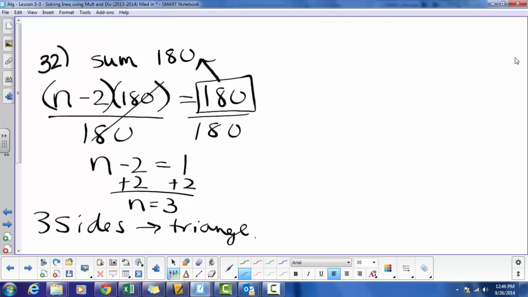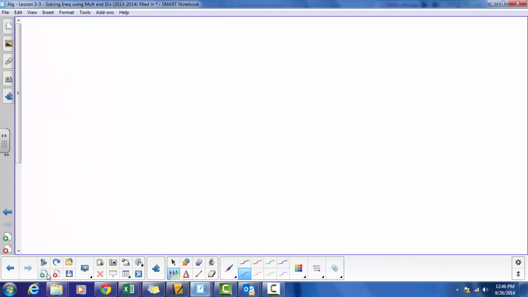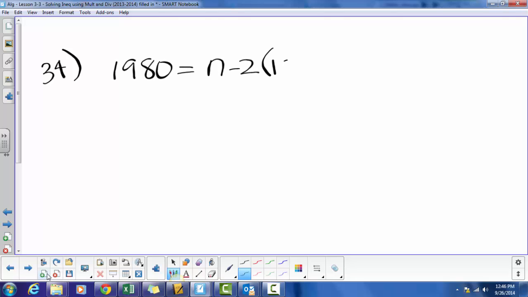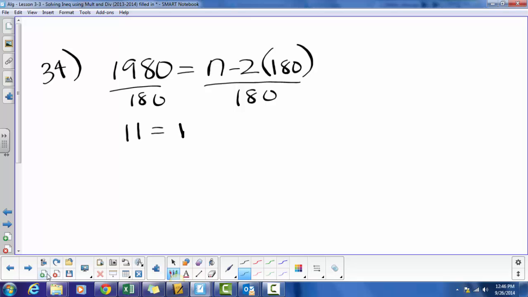Okay? Number 34, we're going to do the same thing. I'm told that the sum of the measures is 1,980, and that equals (n minus 2) times 180. Again, I'm going to divide both sides by 180, and I find out that 11 equals n minus 2. Add 2 to both sides. So this shape has 13 sides. It's called a 13-gon. Okay?